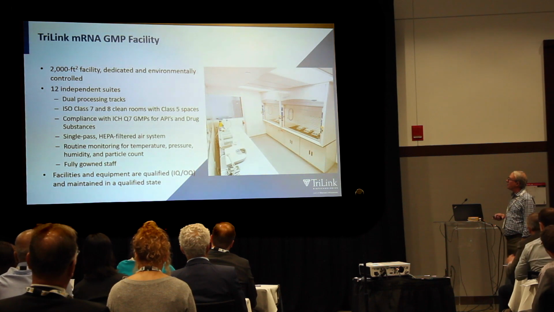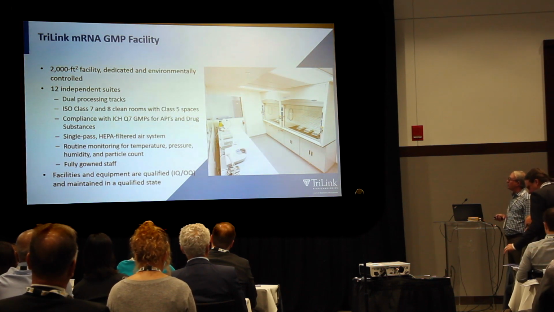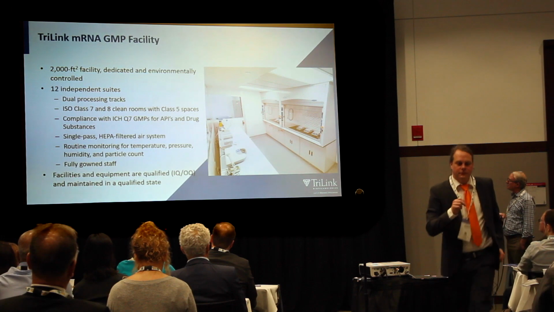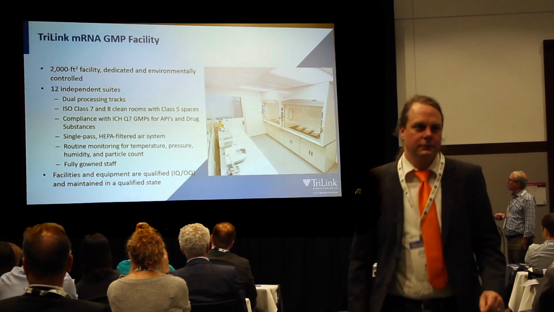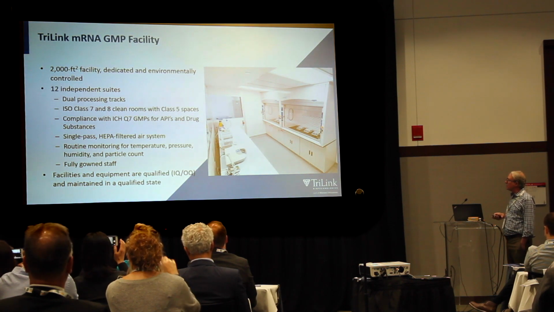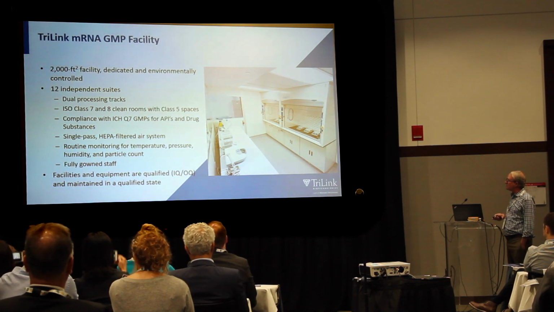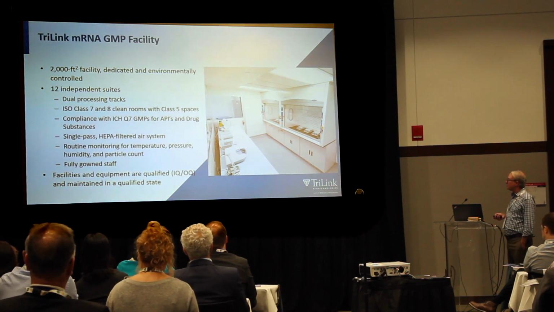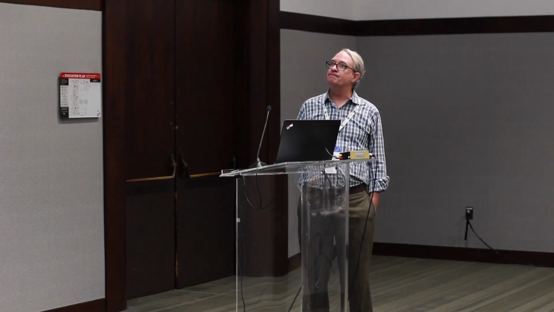So this is just a little bit of information about our GMP facility at TriLink. It's a 2,000 square foot dedicated environmentally controlled suite. It's got 12 independent suites with dual processing tracks, Class 7 and Class 8 clean rooms with Class 5 spaces. It's compliant with ICH Q7 GMPs for APIs and drug substances. It's a single pass HEPA filtered system, with routine monitoring for temperature, pressure, humidity, particle count, all those things, fully gowned staff. And the facilities and equipment are qualified, IQ, OQ, and maintained in a qualified state.